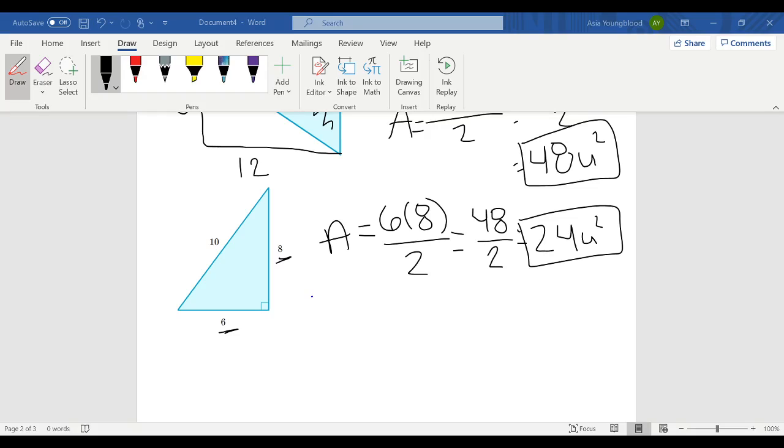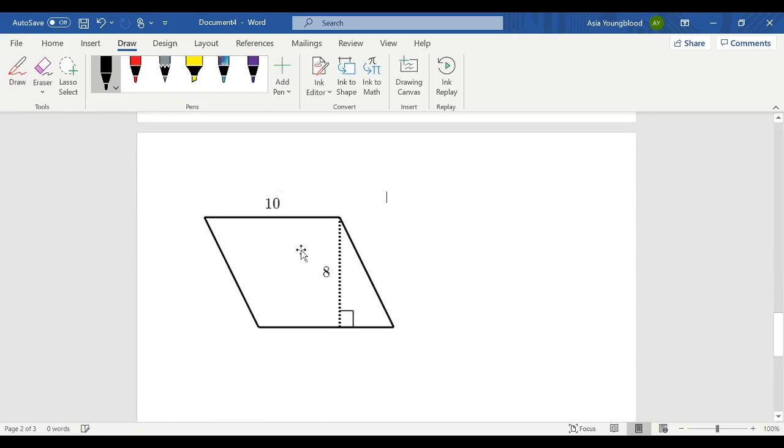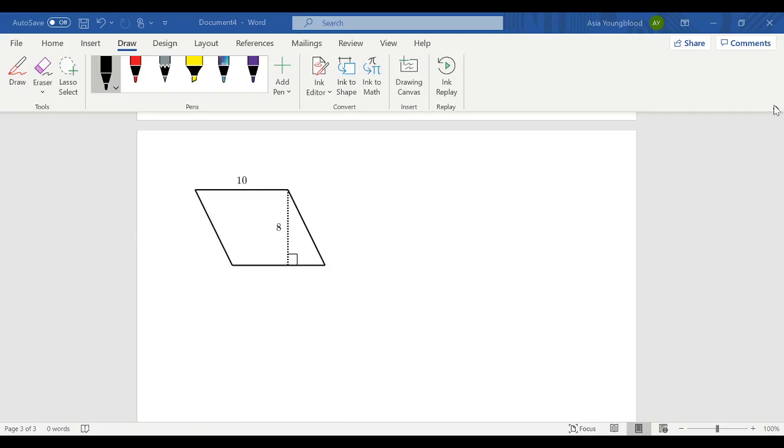So copy this, and this is pretty similar to rectangles, as I said, so it's not as challenging as the triangle. So I'm going to pause it and set up my notes.